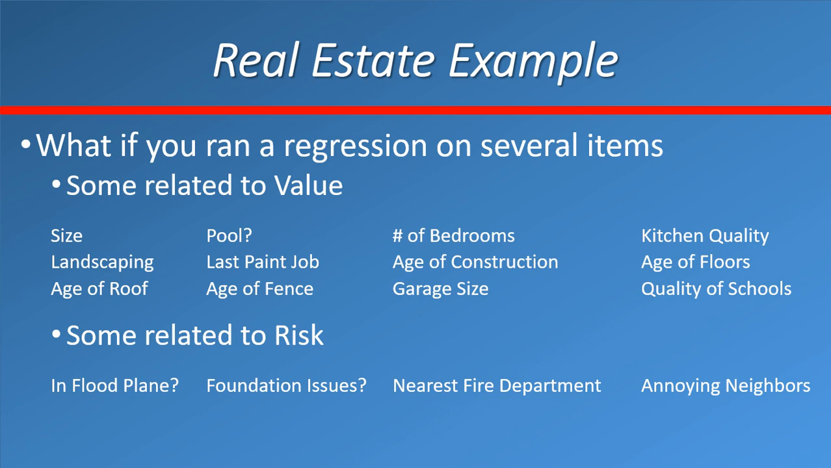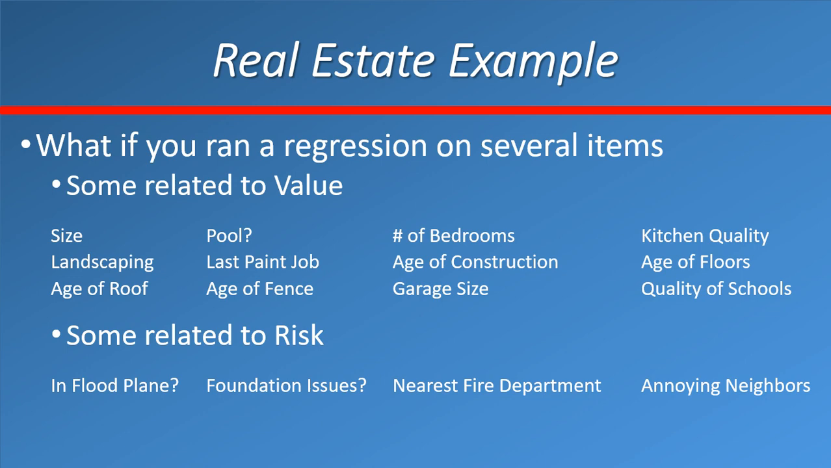Obviously the size of the house, we've already adjusted that with their square foot, but we might ask, does it have a pool? How many bedrooms does it have? What is the quality of the kitchen? The landscaping, when was it last painted? Those sort of items that would impact how much you'd be willing to pay for this house. Those are what we call factors related to value.